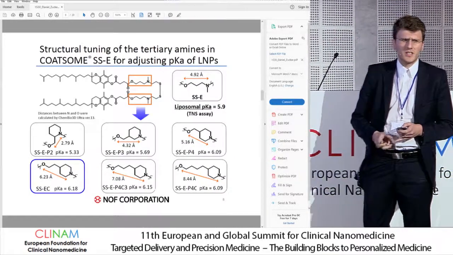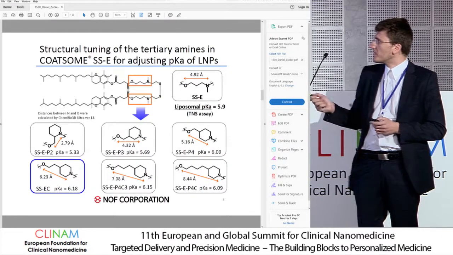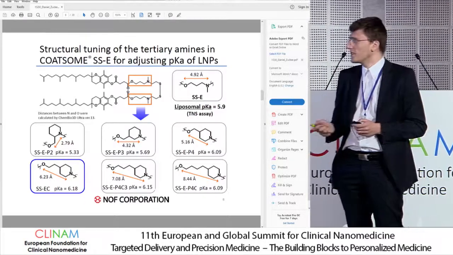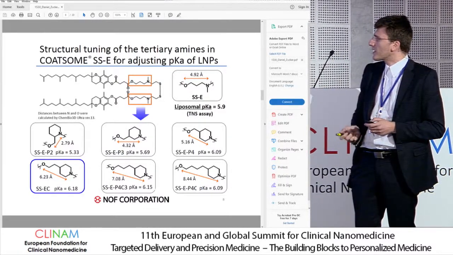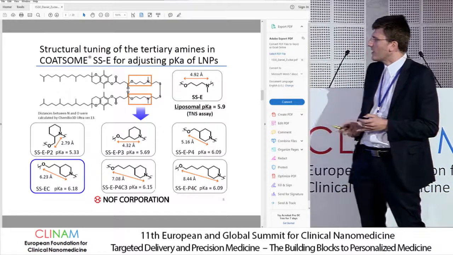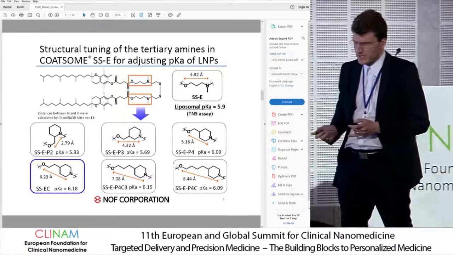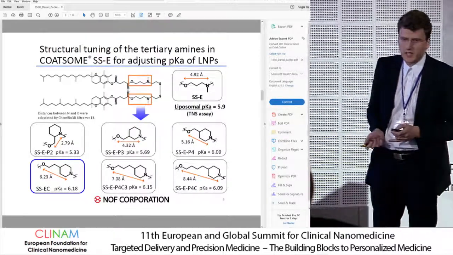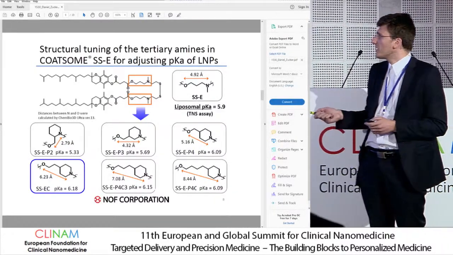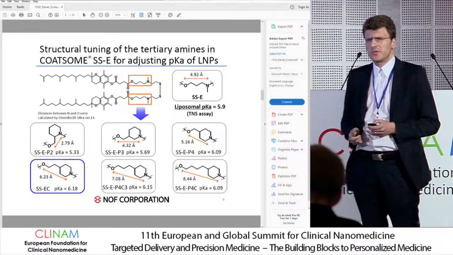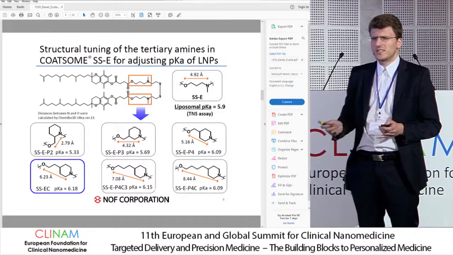Next, we evaluated the polar head of the lipid. We synthesized a library of lipids where we changed the distance between the oxygen and the nitrogen from a distance of 2.8 angstroms up to 8.4 angstroms. This also changed the pKa value of the amine from 5.3 to 6.2. This might seem a small difference, but keep in mind that it's a logarithmic scale.